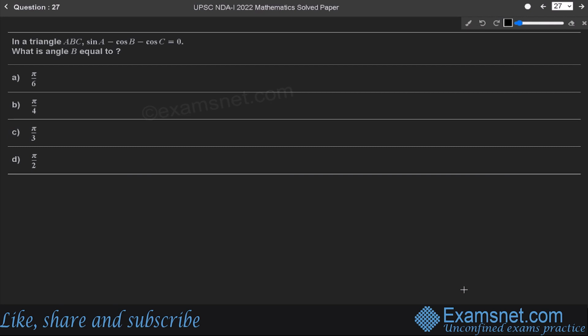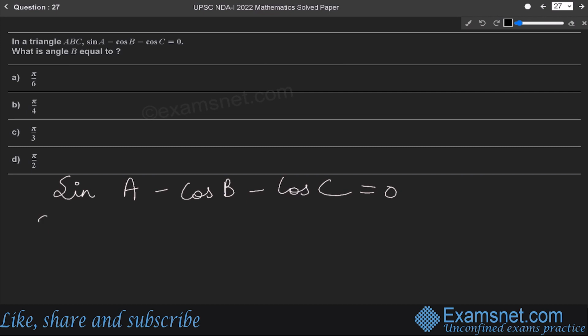Next question is, in a triangle ABC, sin A minus cos B minus cos C is equal to 0. What is angle B equal to? Again this question is from trigonometry. It is given that sin A minus cos B minus cos C is equal to 0. Let us write it first. Sin A minus cos B minus cos C is equal to 0.